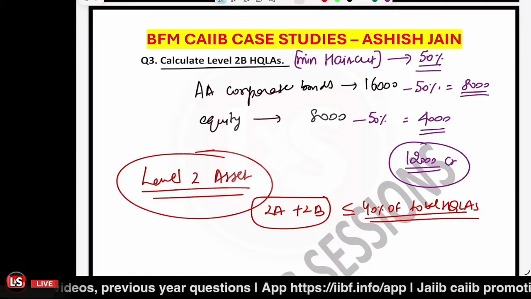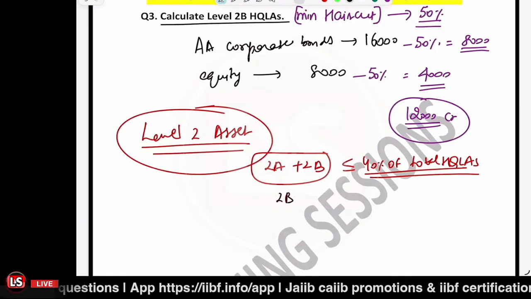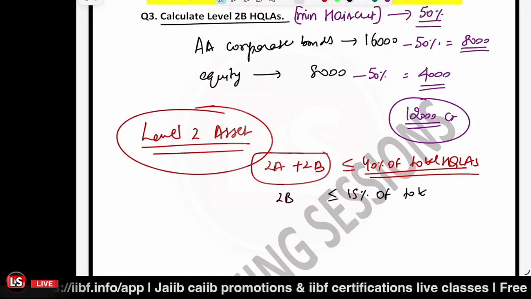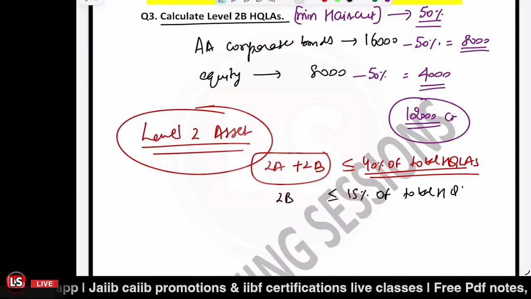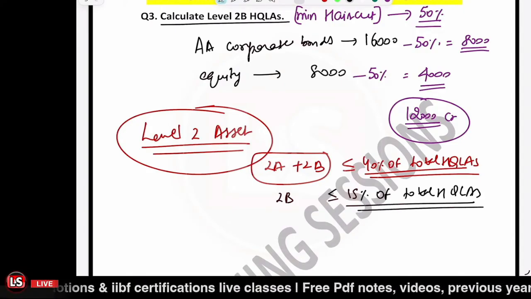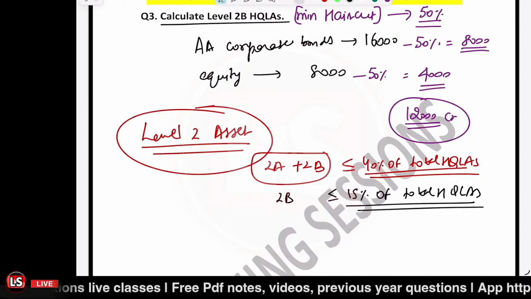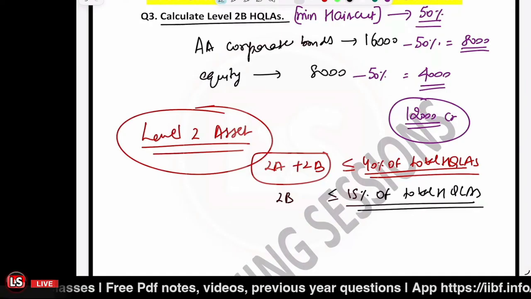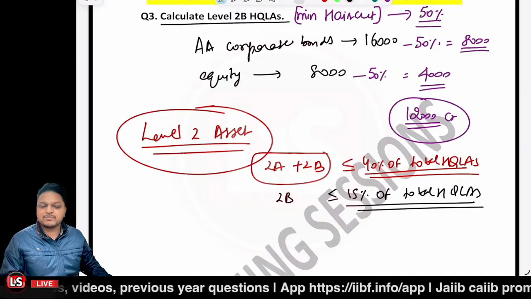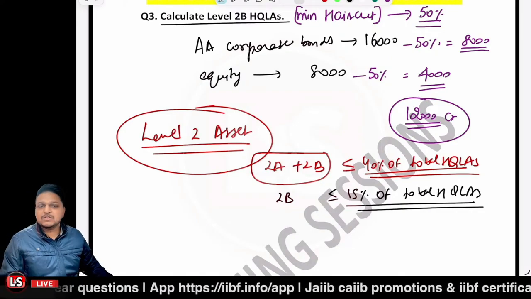And if we're talking about the level 2B assets alone, what was the cap? 15% of the total HQLAs. So for level 2A plus 2B, the cap is 40%, and for level 2B, the cap is 15%. Clear so far? Please confirm. Are you clear with this thing particularly so far?